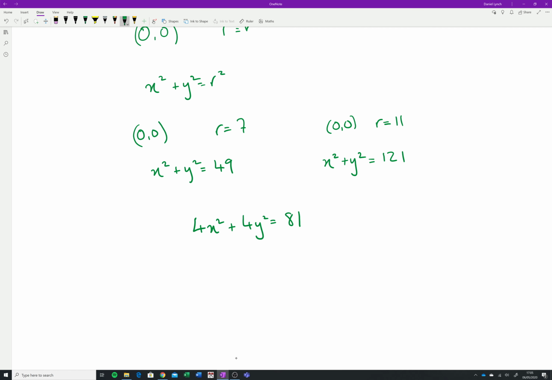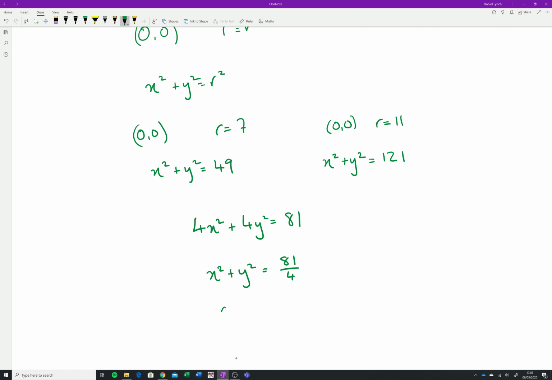Well, it is. Because it's an equation, you can divide both sides by whatever you like, so long as it's the same number and not 0. So we're going to divide the left-hand side by 4, and we would get x squared plus y squared. Okay, that's exactly what we want. The right-hand side would get 81 divided by 4.